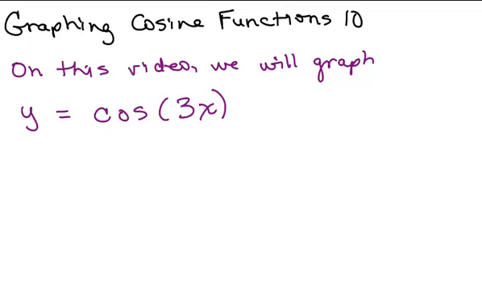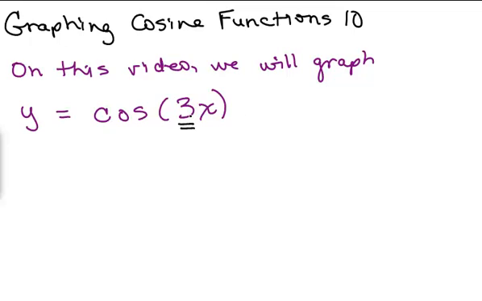This is part 10 of graphing cosine functions, and in this video we're going to graph y equals the cosine of 3x. What we notice here is there is a coefficient in front of x, and that affects the period of the graph just like it did in the sine function. So I'm assuming everybody has already watched my videos on the sine function. So what do we do with this to figure out the new period?